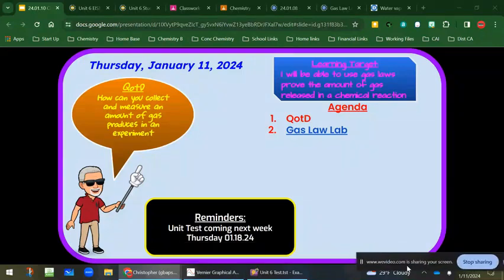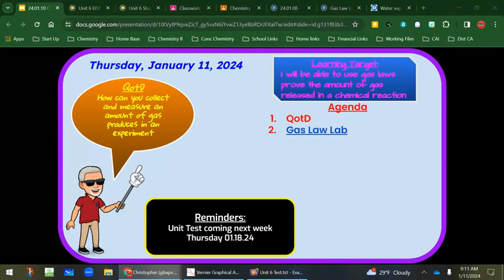Excellent, ladies and gentlemen. All righty, take out your computers and get logged in because we're going to be working on a lab in just a minute. Holy cow. All right.